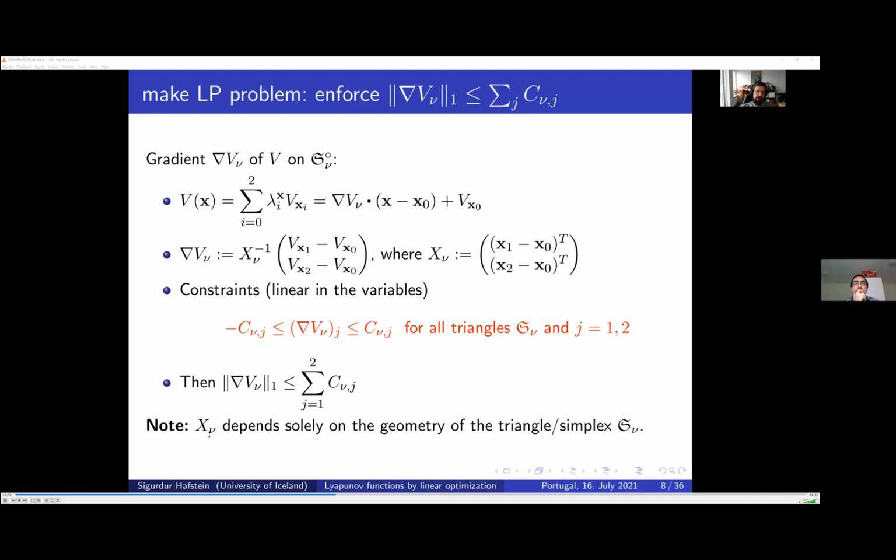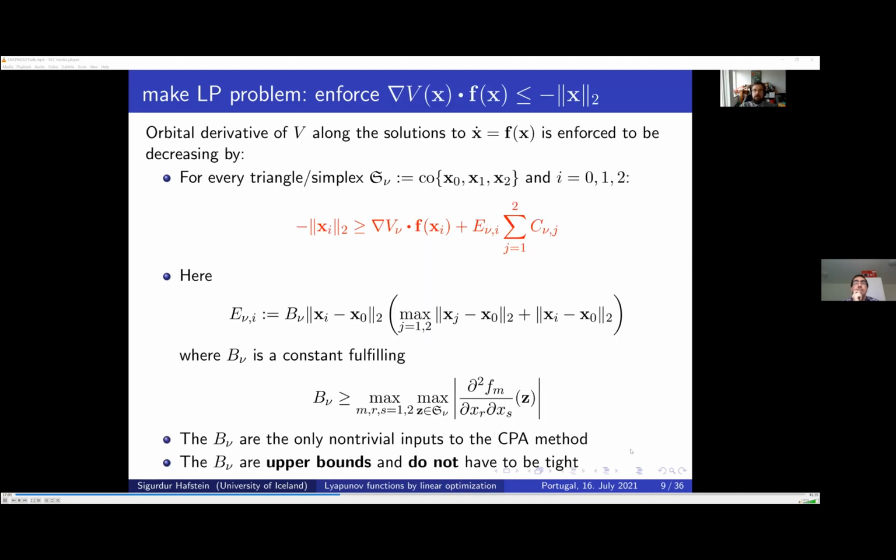And this matrix X_ν and its inverse only depend on the geometry of the triangle S_ν, and in higher dimensions on the geometry of the simplex S_ν. And the orbital derivative of V is forced to be decreasing by demanding this, as we said. And here is this quantity E_νi, and B_ν is this constant here. It's an upper bound on the second order derivatives of the components of f.